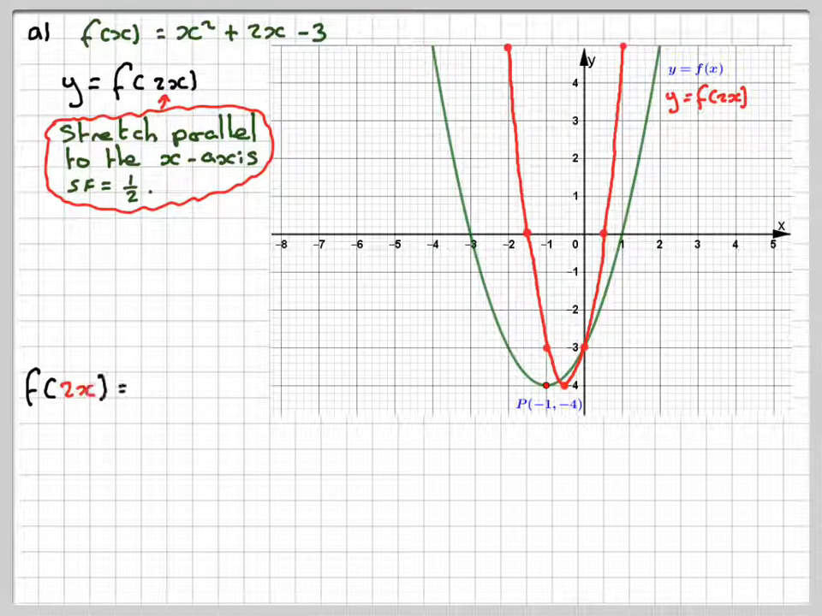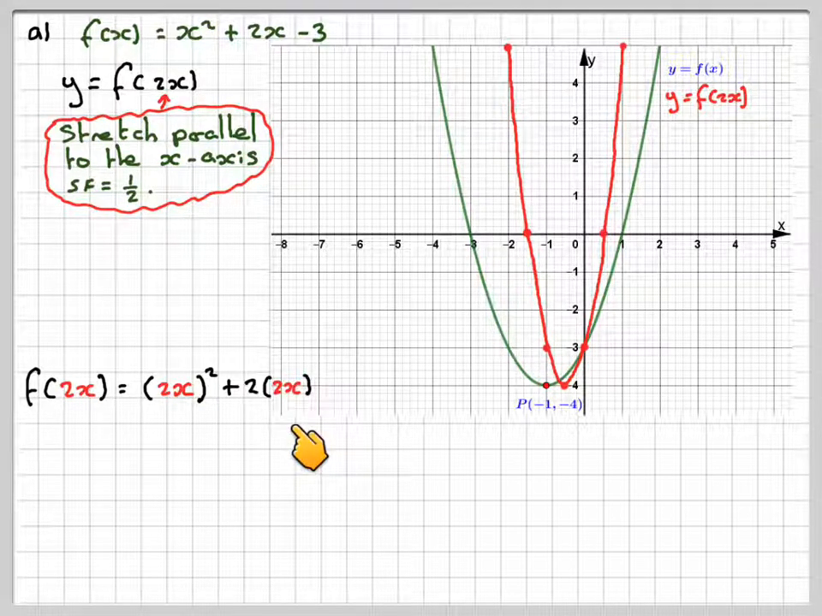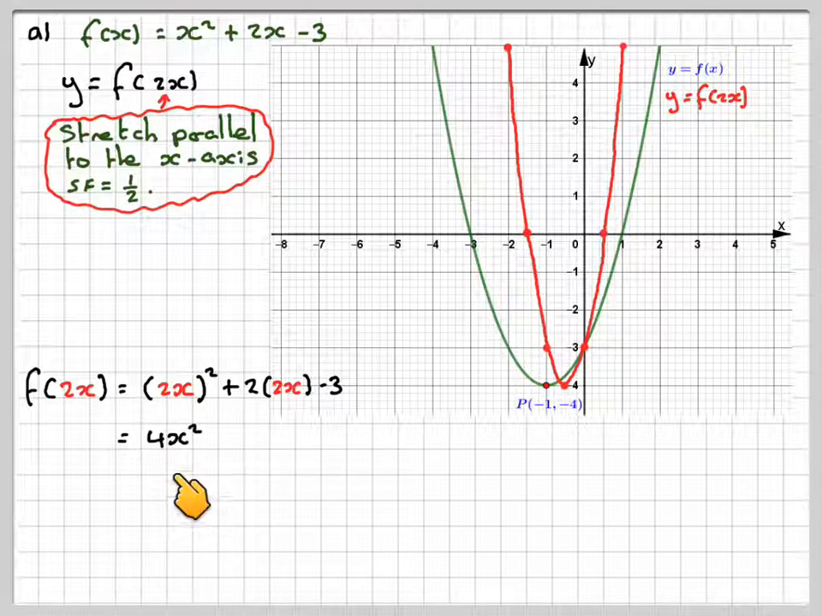Right, we have to now write down the equation. So we've got to do f(2x). Everywhere there's an x in here, we now replace it with 2x. So this becomes (2x)² + 2 × 2x − 3. (2x)² becomes 4x², plus 2 × 2x is 4x, minus 3.